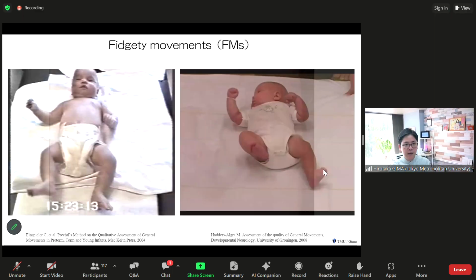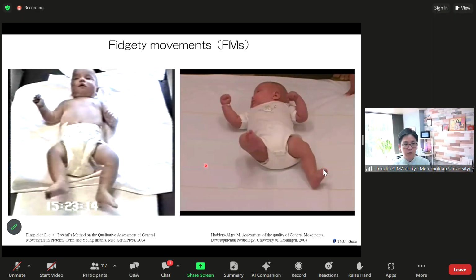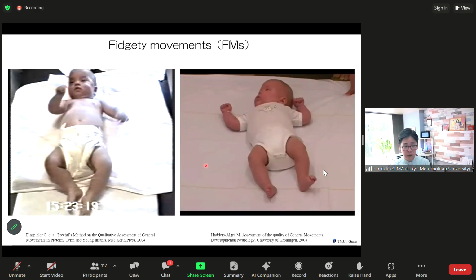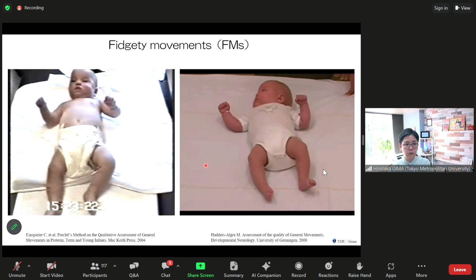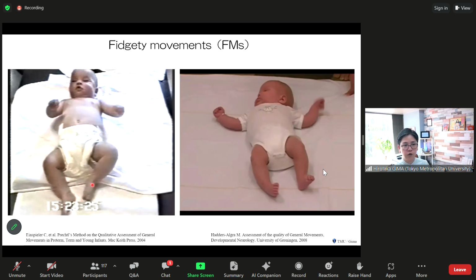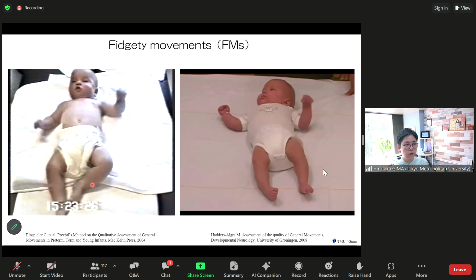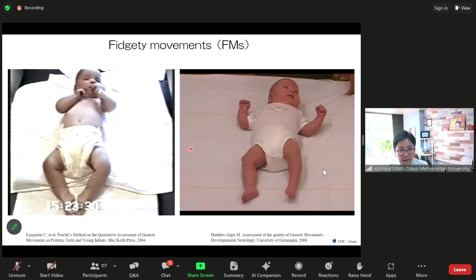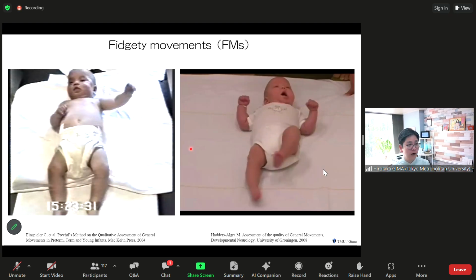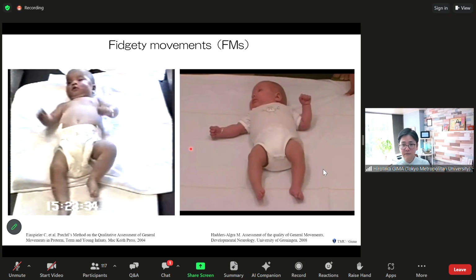On the other hand, this slide shows abnormal fidgety movements. The left side shows abnormal fidgety movements, and the right side shows absence of fidgety movements. Can you see the difference from the normal fidgety movements?